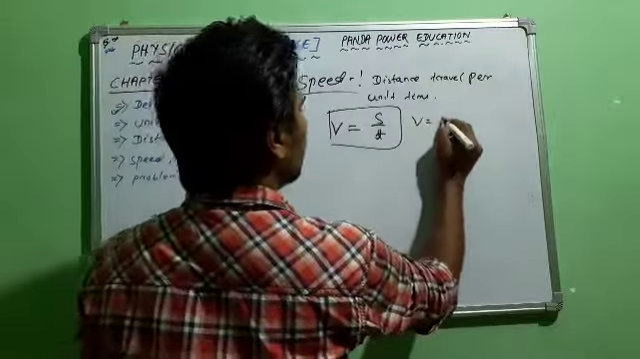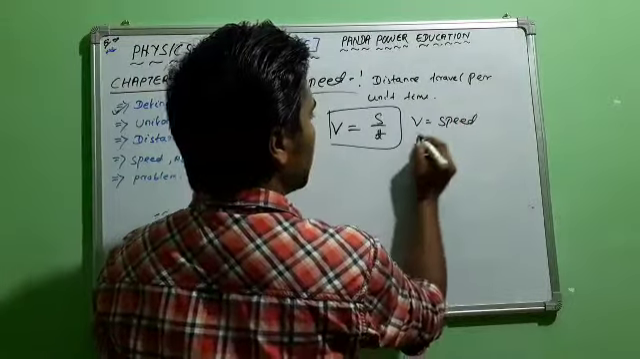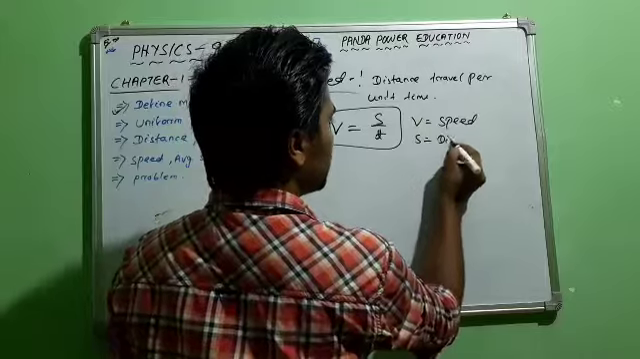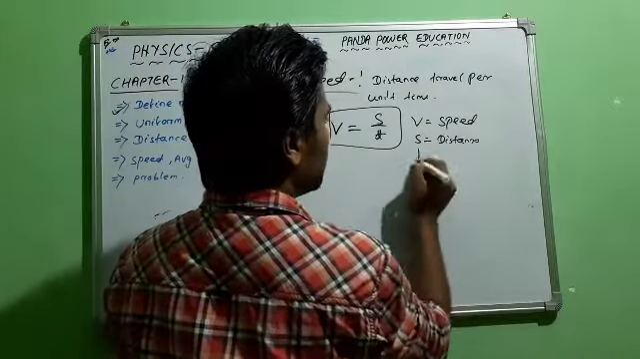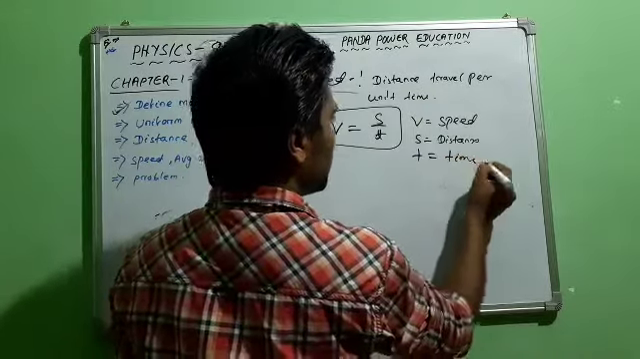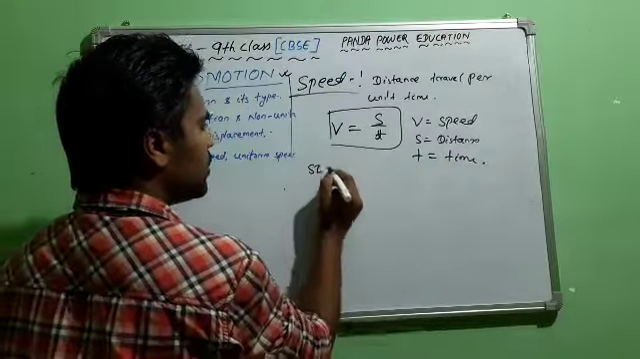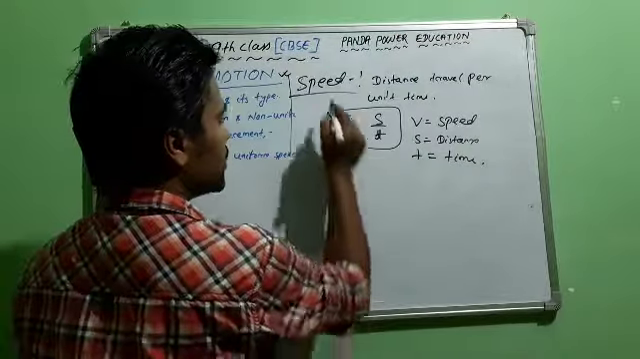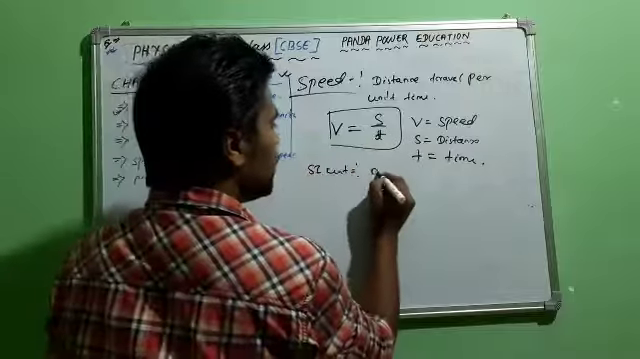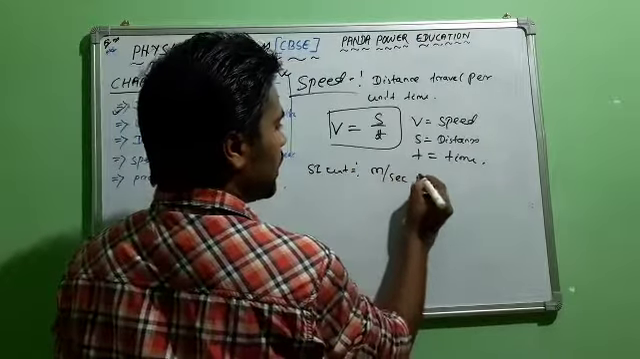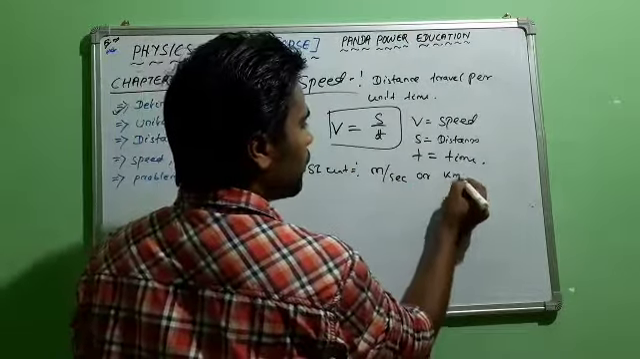V is equal to speed, s is equal to distance, t is equal to time. Got it? The SI unit of speed is meter per second or kilometer per hour.